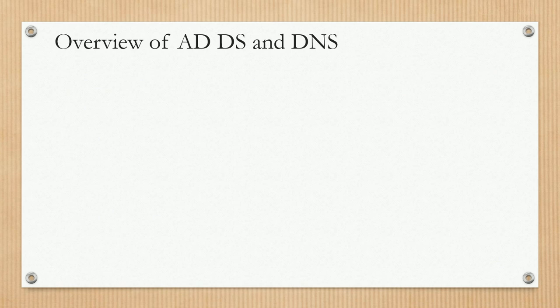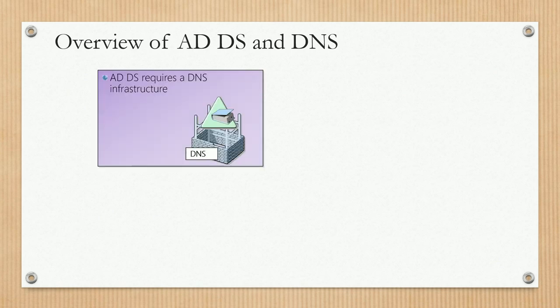Now, an overview of ADDS and DNS. ADDS requires a DNS infrastructure. When you are installing Active Directory Domain Services, you need a DNS, domain name service, infrastructure. So to install an ADDS, obviously you need a DNS.